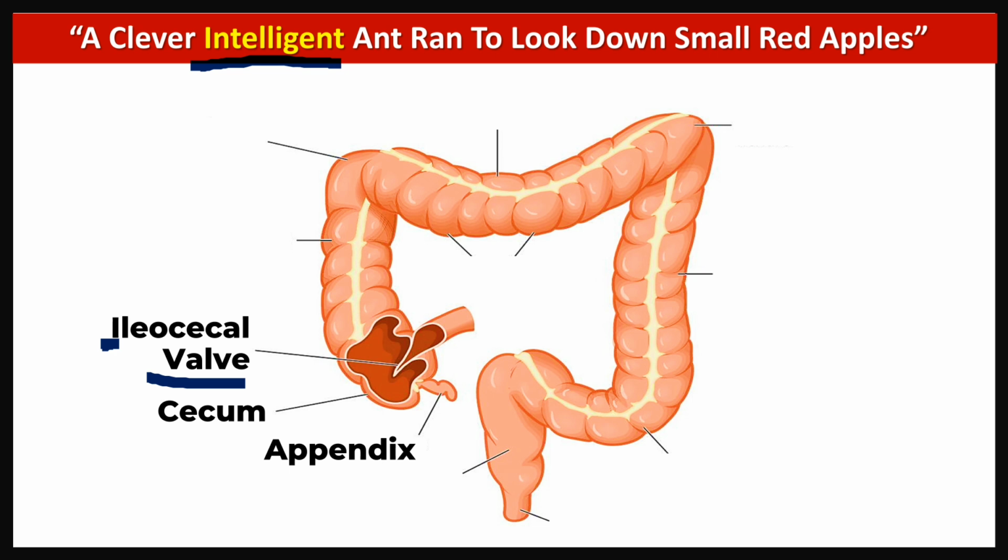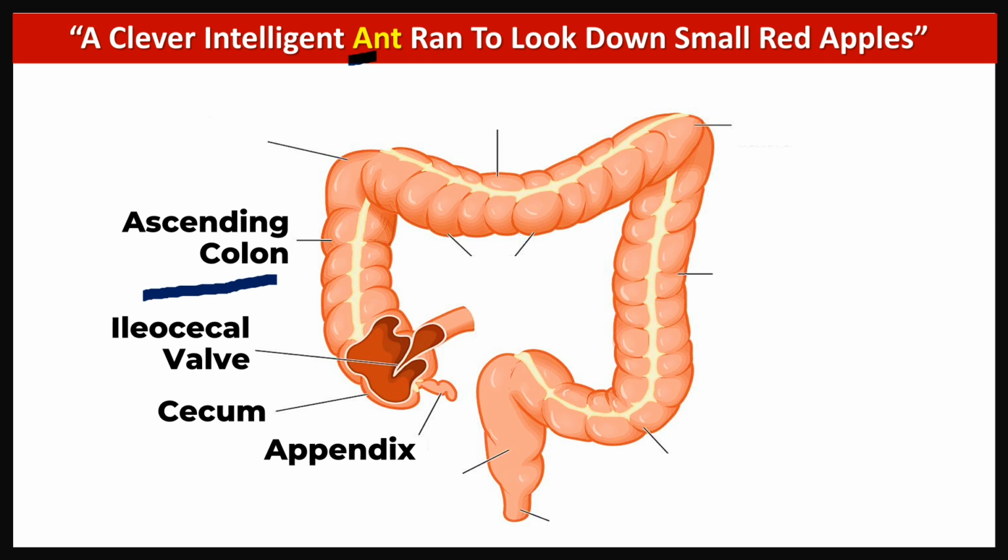Now let's move toward our next part, that is ascending colon. Ascending colon, this is the word for the mnemonic, ANT. ANT stands for ascending colon. What is ascending colon? The ascending colon is the first vertical part of the colon that carries food upward to the right side of the abdomen.